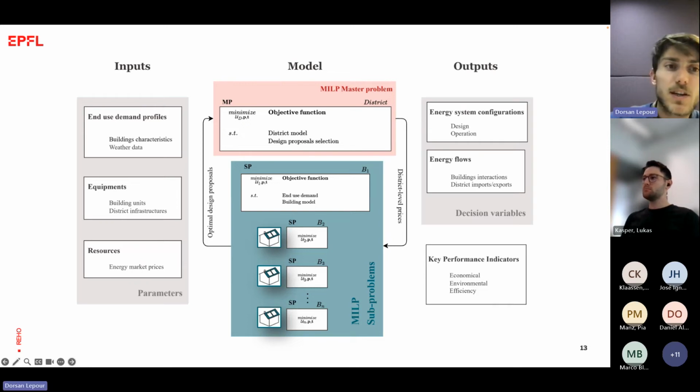And then we can see here, as I mentioned, the inputs: the end-use demand profiles of the district, the characterization, like the list of equipment that can be installed and the resources that can be used. And as output, we have some configuration, a design, operation, and this will constitute some energy flows within the district, so buildings interaction, and outside the district imports and exports.